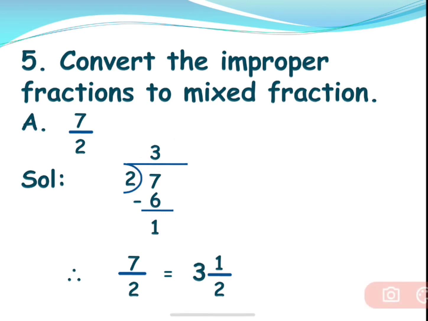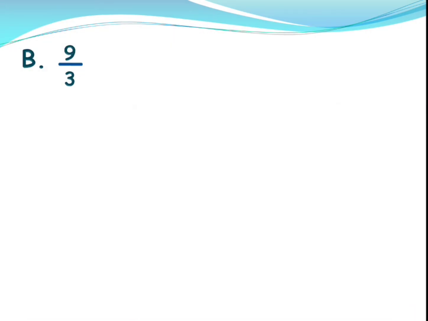Okay, let me do another sum, children. 9 by 3. So 3 is the denominator, which is less than the numerator, which is 9. That means it is an improper fraction. So here you have to convert it into a mixed fraction. Now in this fraction, what is the divisor? 3 is your divisor, that is the denominator. And the dividend is your numerator, which is 9. So let's solve. 3 is your divisor and 9 is your dividend.